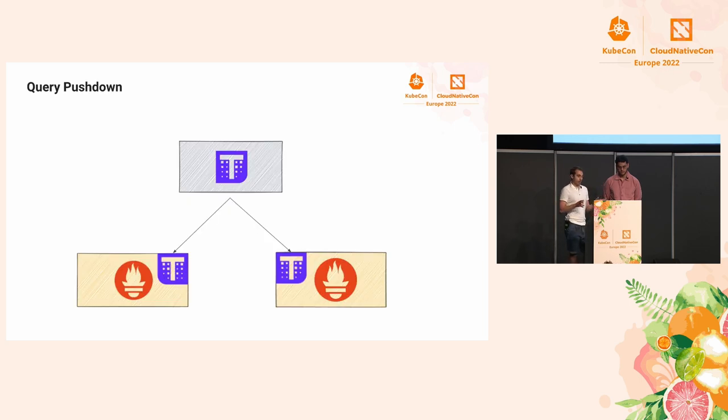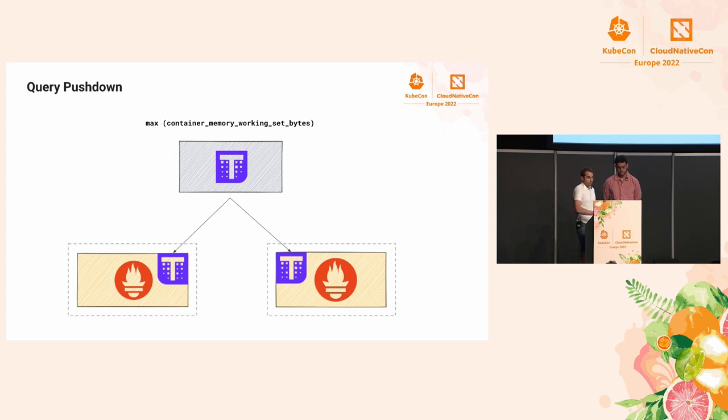If we want to look at how that works, let's say we have, again, a simple model, a querier with two instances, and let's say that we want to execute the following query. We want to calculate the maximum of a particular metric.